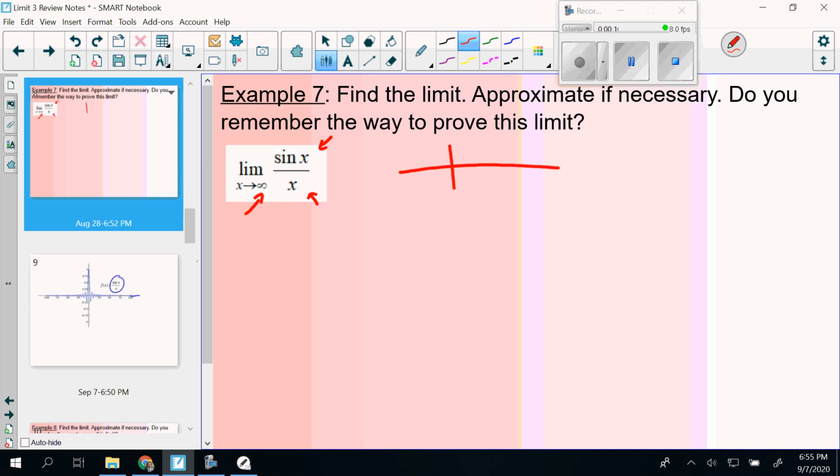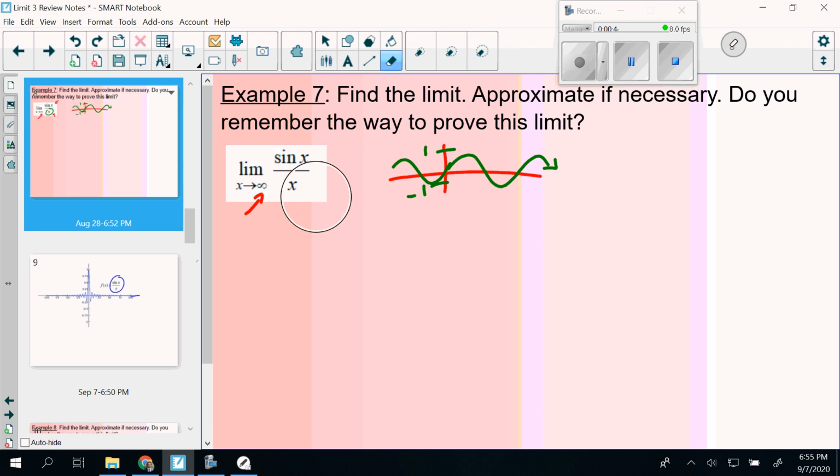We know something about the sine graph. Sine graph is that wave that starts here. It goes like this, and we know it always stays between 1 and -1. So that top value is always going to be something between 1 and -1. Even as we go way out here towards infinity, it still stays between there. However, our bottom number, x, as we go to infinity, is going to get very, very large.